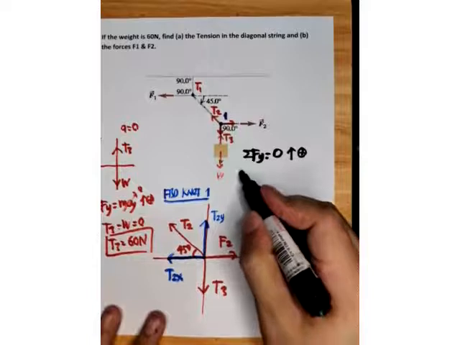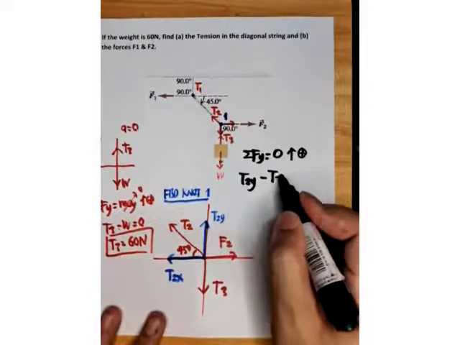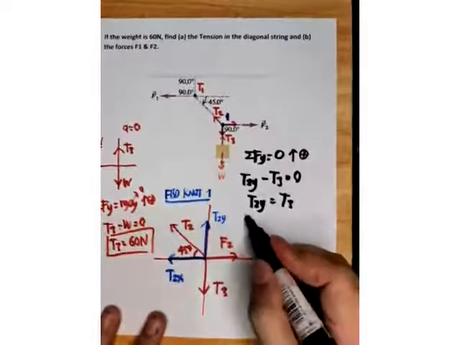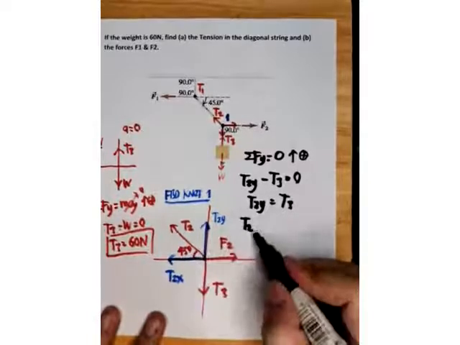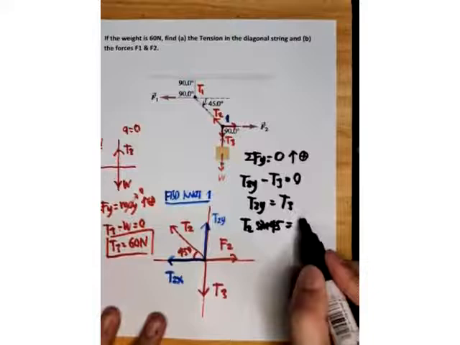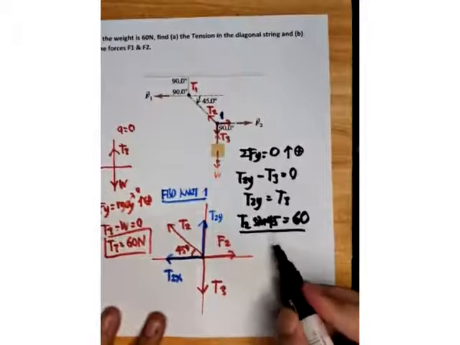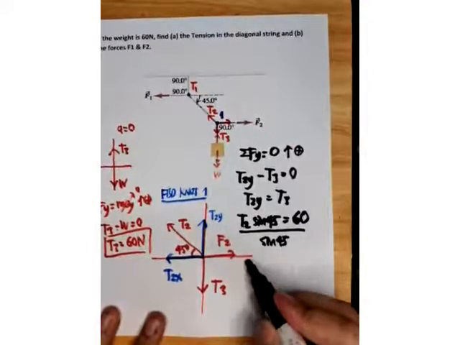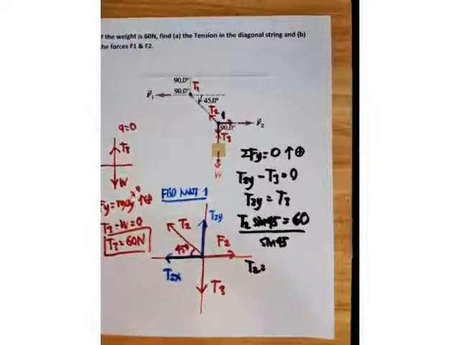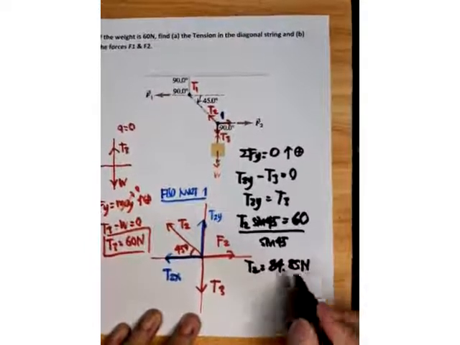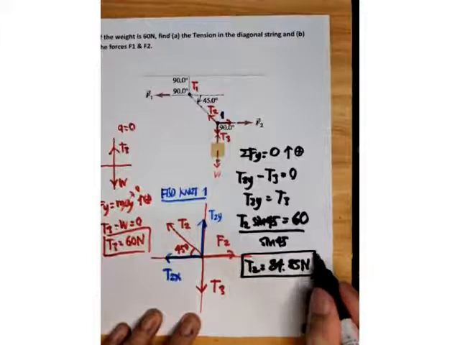Okay, so therefore, T2y minus T3 is equal to 0. So T2y is equal to T3. But what is T2y? So that's T2, that's opposite 45. T2 sine 45 is equal to 60. Tama ba? 60. So divide natin to ng sine 45. So therefore, T2 is equal to 84.85. Ayan.